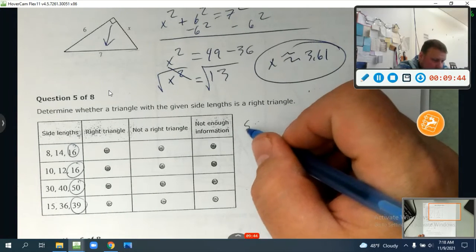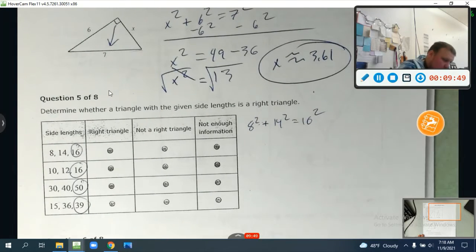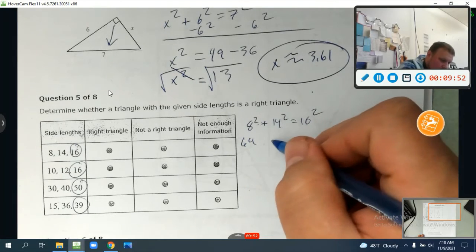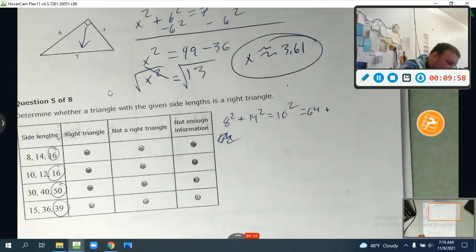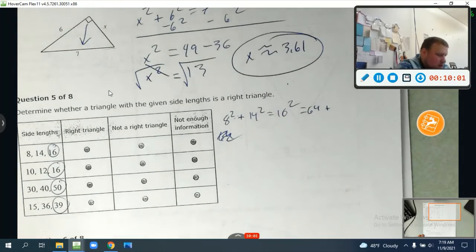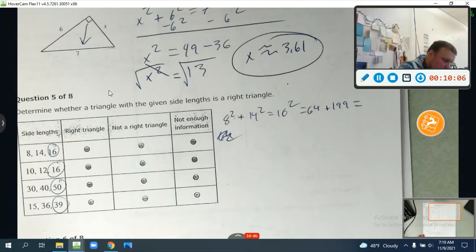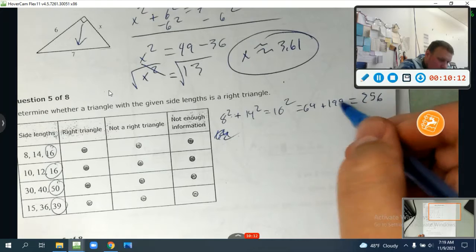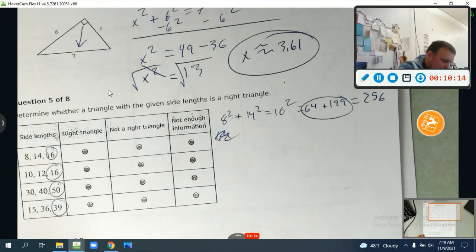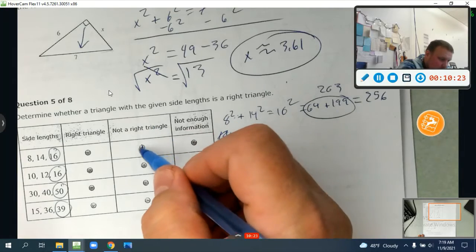And this should be 8 squared plus 14 squared equals 16 squared. That's going to be 64 plus 196 equals 256. Well, 64 plus 196 is 260. That is not equal to 256, therefore this is not a right triangle.